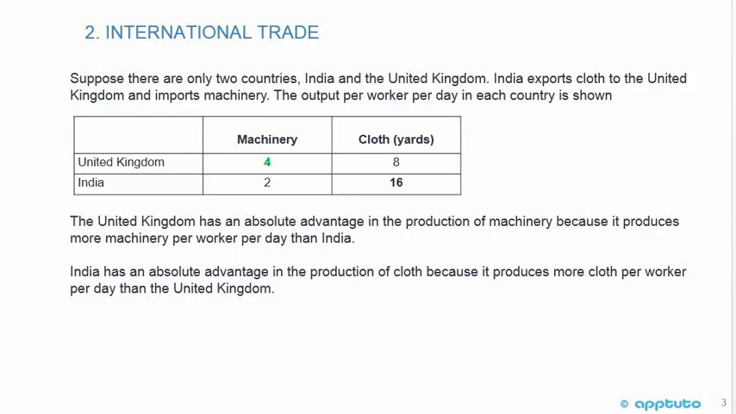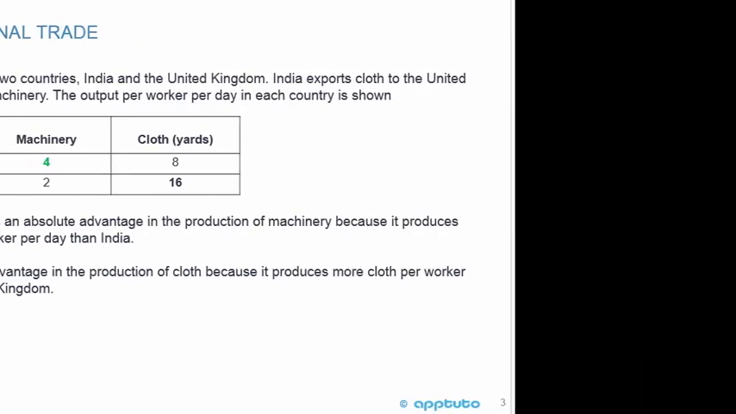Okay? So we can see the United Kingdom has an absolute advantage in the production of machinery because it produces more machinery per worker per day than India. 4 is greater than 2. That's an absolute advantage. India has an absolute advantage in the production of cloth because it produces more cloth per worker per day than the United Kingdom: 16 yards of cloth versus 8. So in this case, we're looking for the largest number in the category, machinery or cloth, and that is the absolute advantage because they produce more per worker per day.